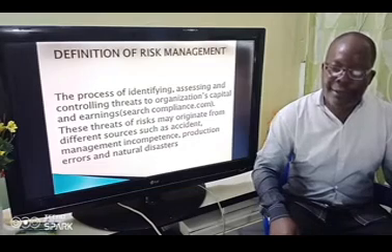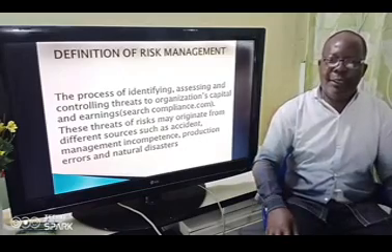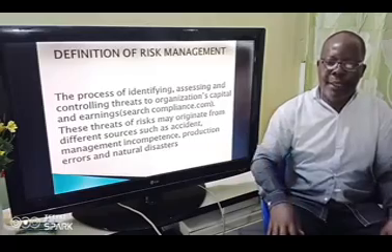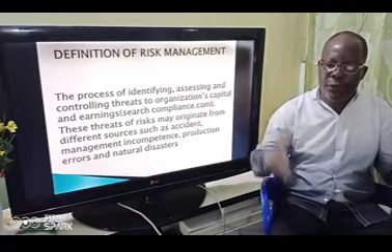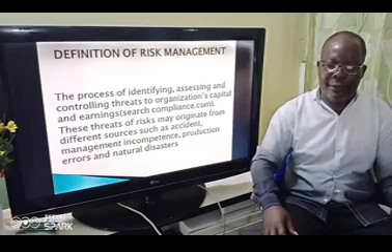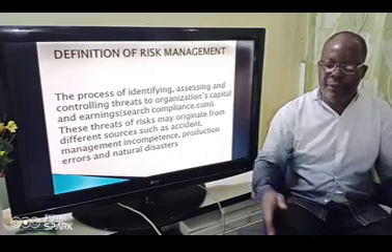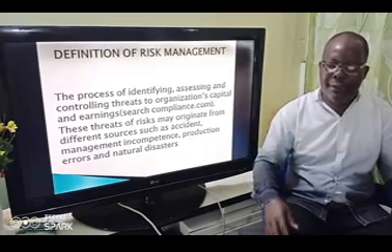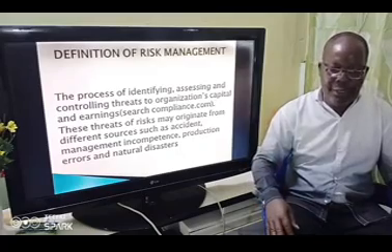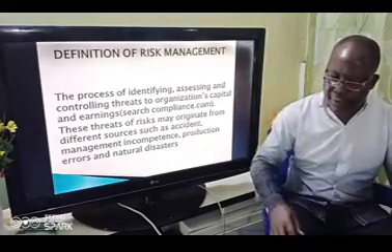The next is definition of risk management. Risk management is the process of identifying, assessing, and controlling threats to organization capital and its earnings. These threats or risks may originate from different sources such as accidents, management incompetence, production errors, and natural disasters.